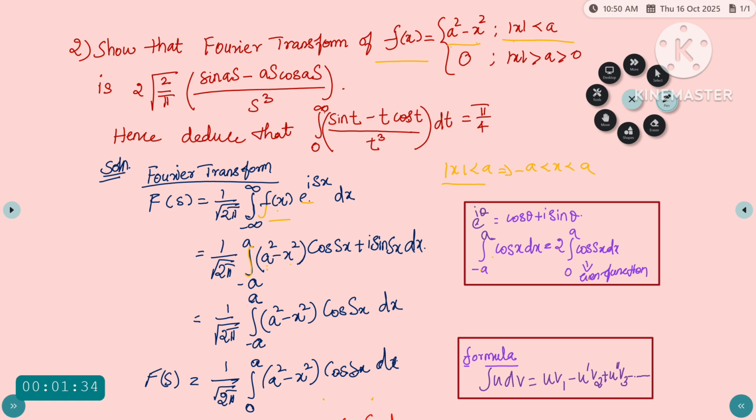Replace e power isx by using the formula e power i theta. So what is the formula for e power i theta? Cos theta plus i sin theta. So replace theta by sx, we get cos sx plus i sin sx into dx.